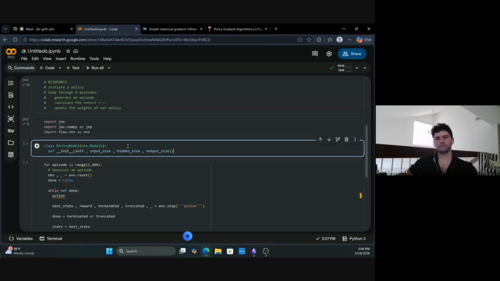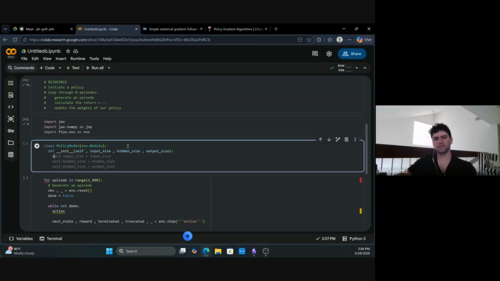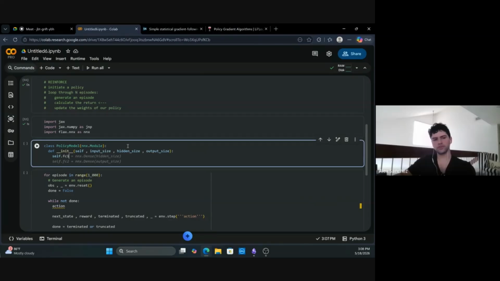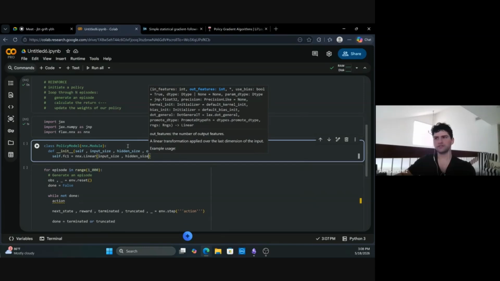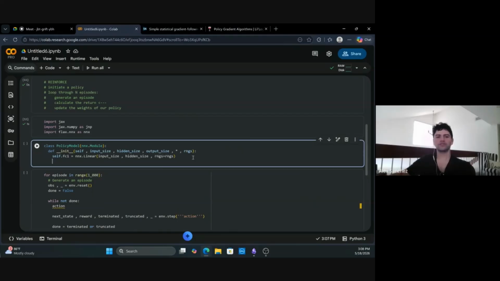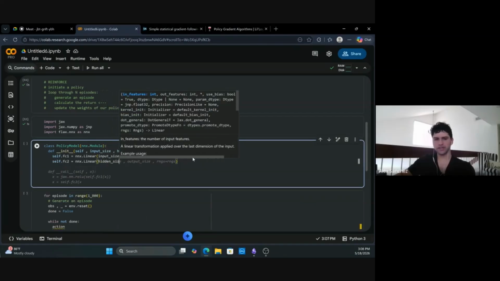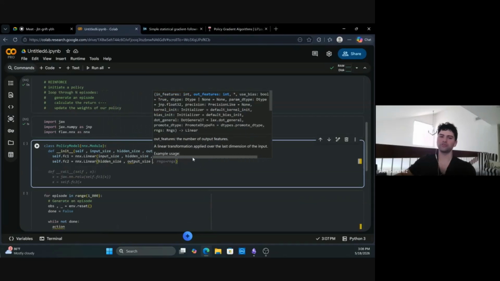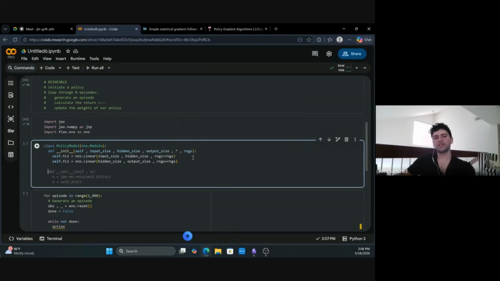Let's just do self dot, the first layer is a linear layer, where the input is the input size, the output is the hidden size, and in JAX, you can't forget this, we have our random number generator key. So let's just have that there, good practice. FC2, and then let's have a second layer. Here we take the hidden size as input and pass it along to our output. And that's just our model.